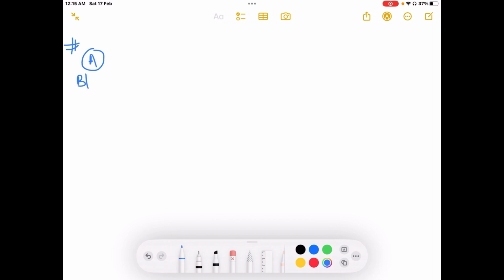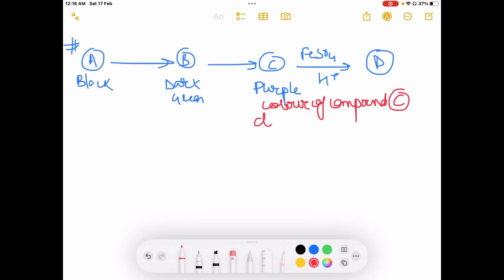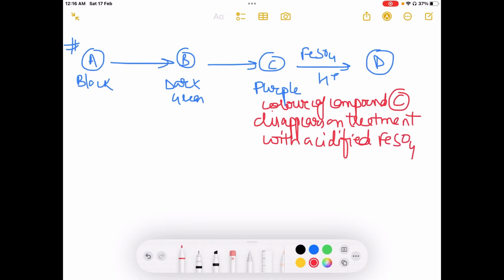A black compound of manganese in alkali and presence of air changes to a dark green compound B. This compound B on acidification changes to a purple compound C. Purple compound C with ferrous sulfate in acidic medium gets decolorized to produce a compound D. Color of compound C disappears on treatment with acidified ferrous sulfate. So identify A, B, C and D.